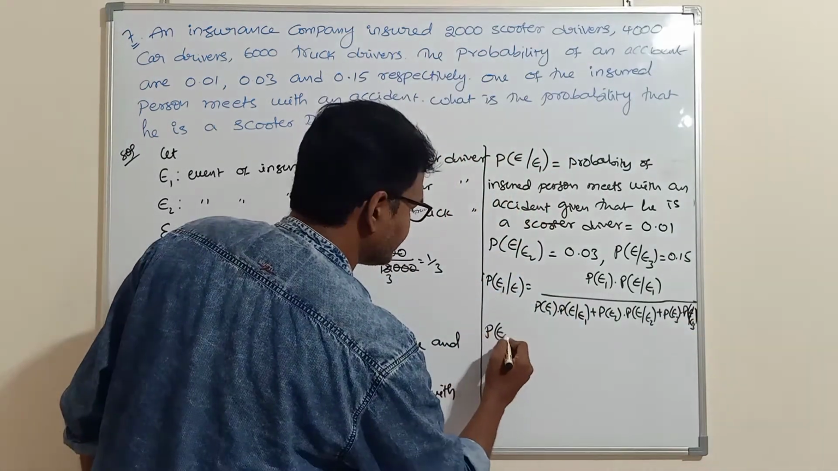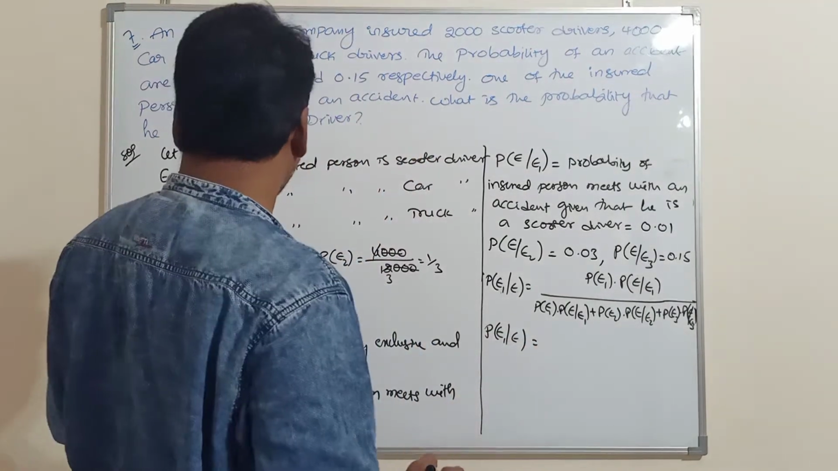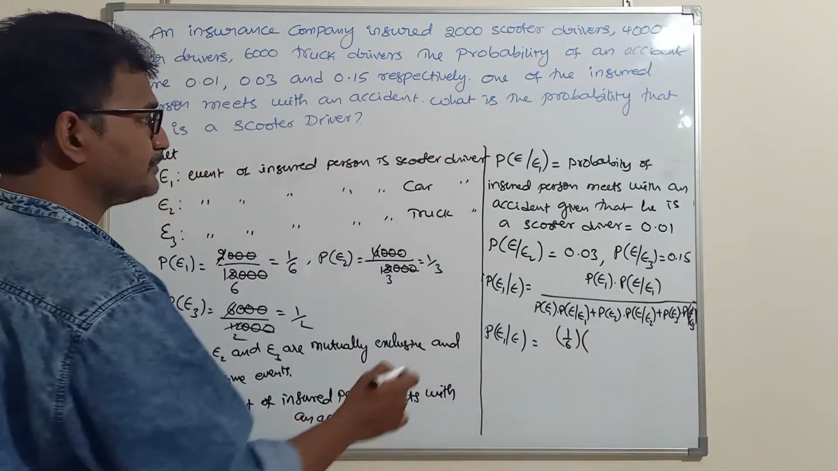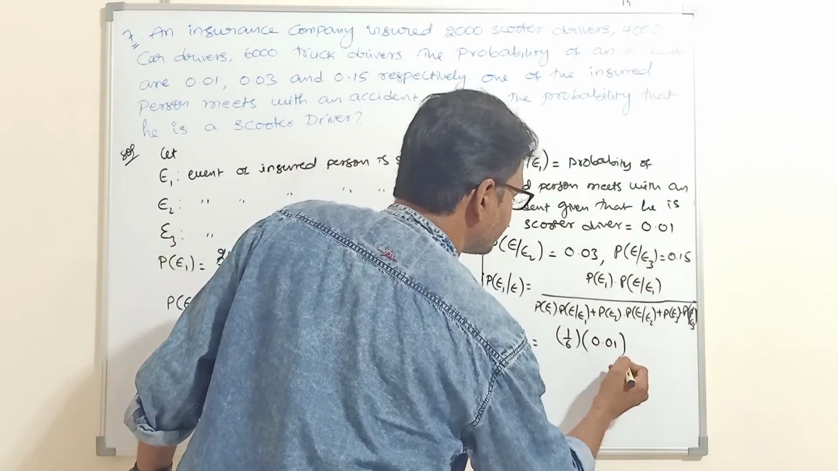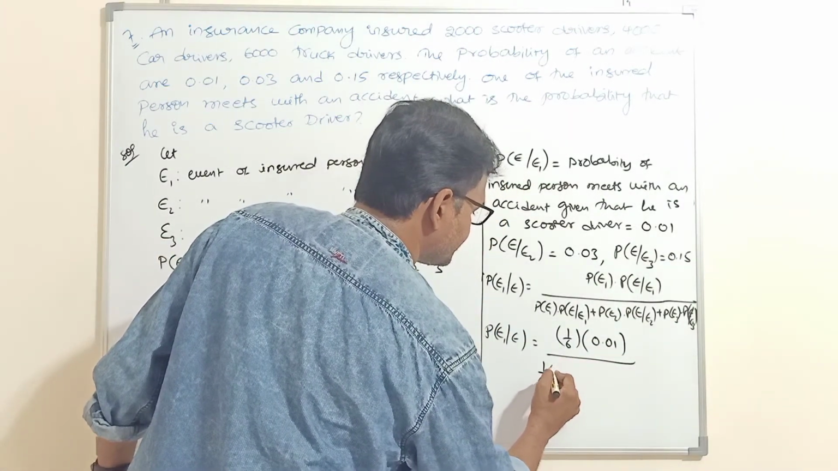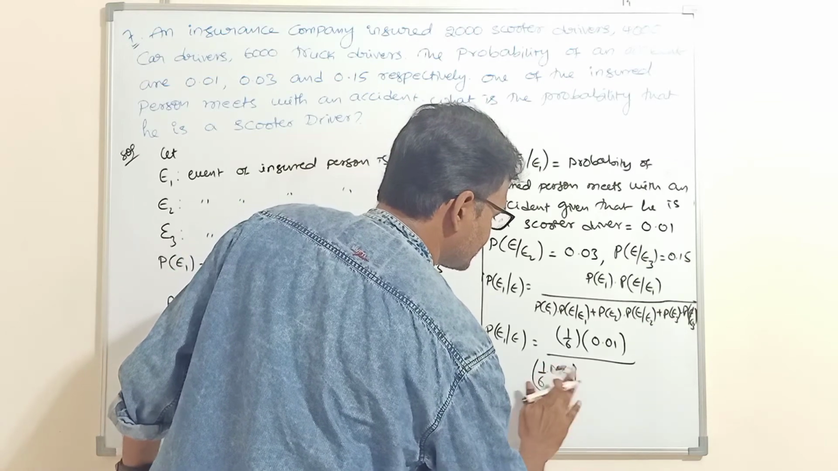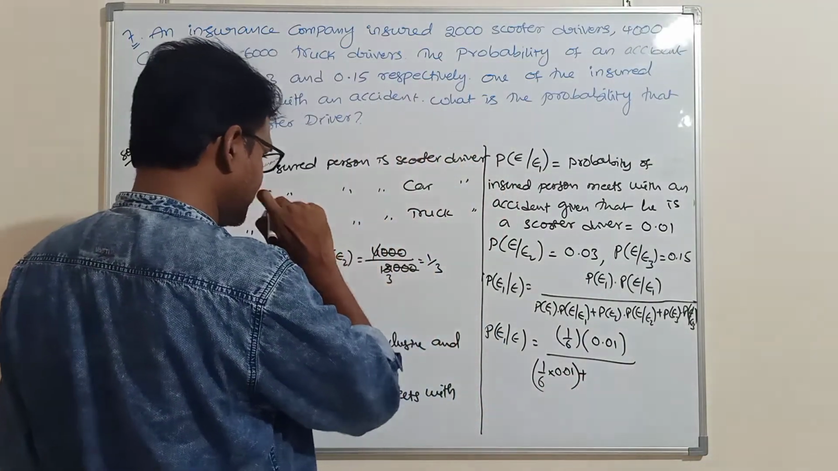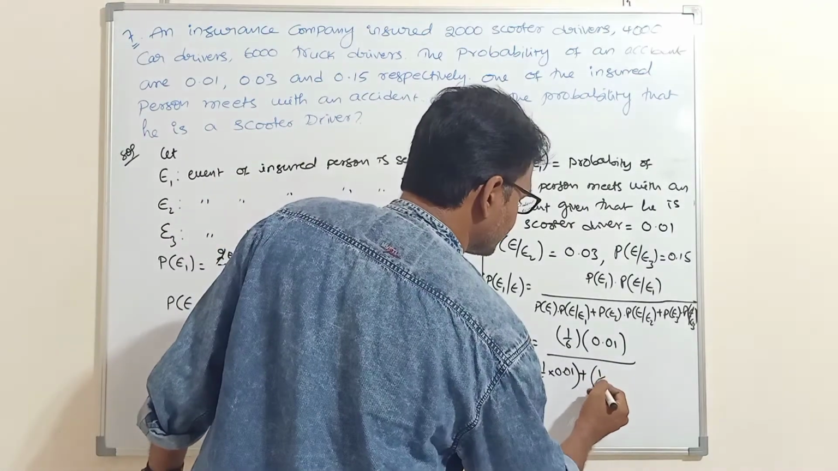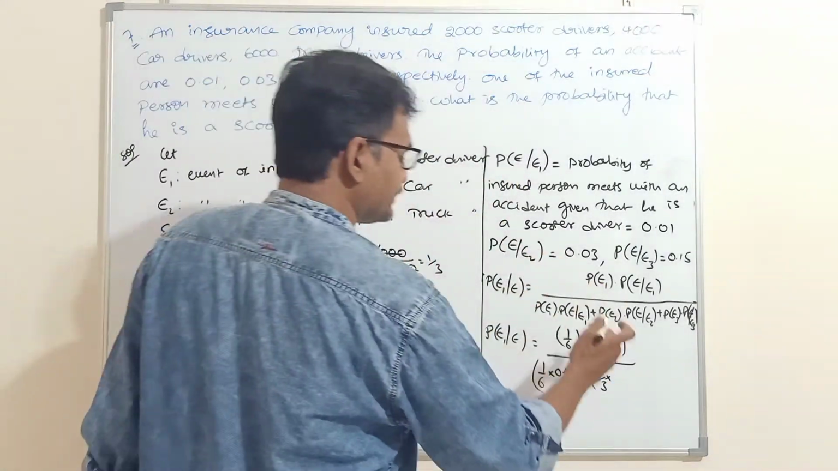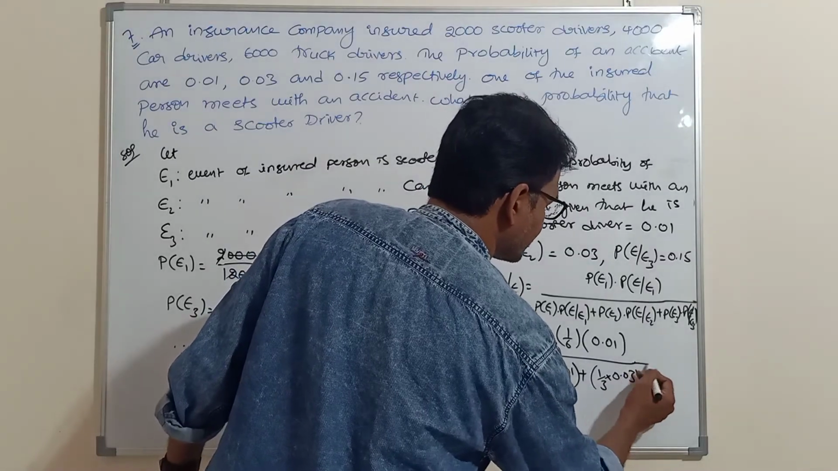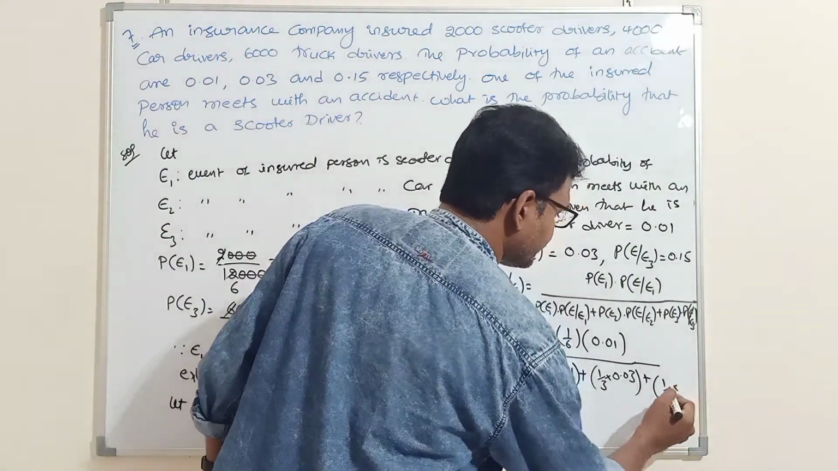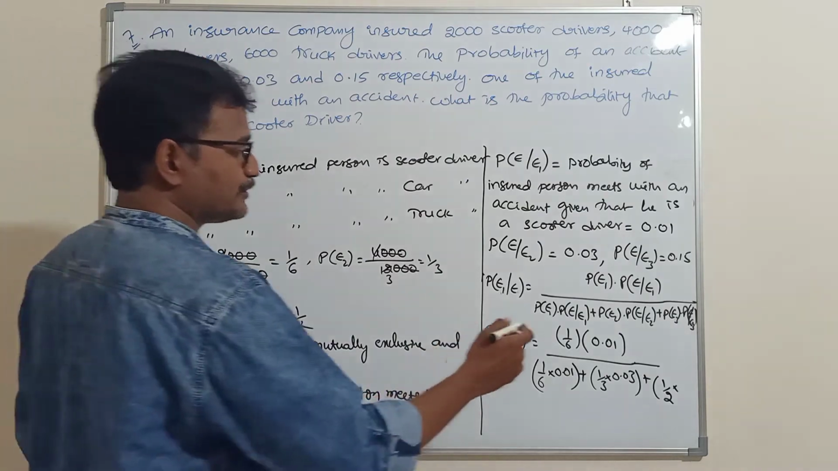So P of E1 given E is equal to P of E1, value 1 by 6, into P of E given E1, which is 0.01, by 1 by 6 into 0.01 plus P of E2, which is 1 by 3, into P of E given E2, which is 0.03, plus P of E3, which is 1 by 2, into P of E given E3, which is 0.15.